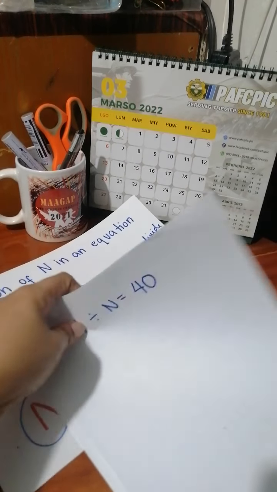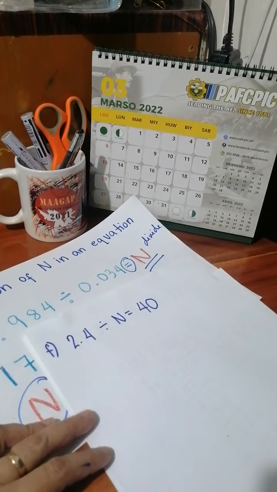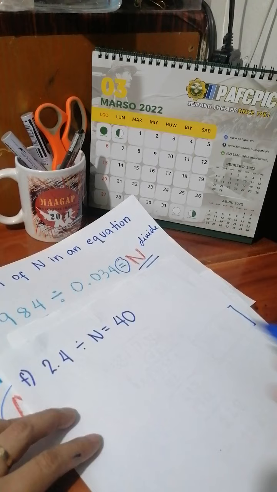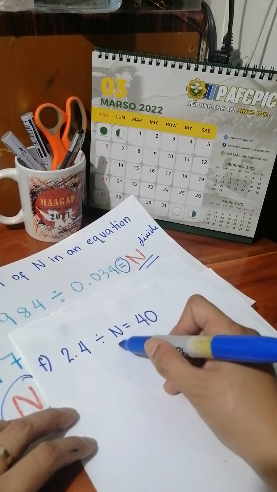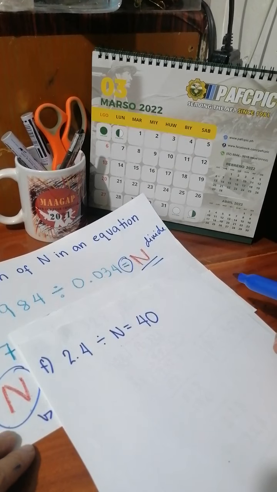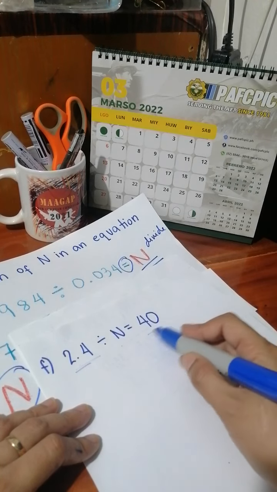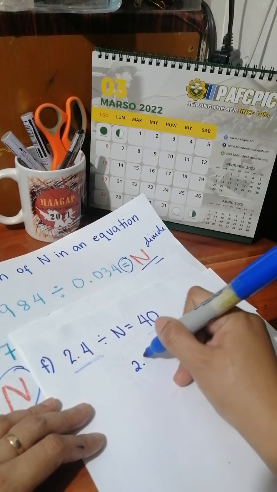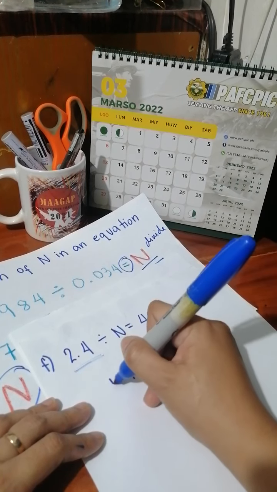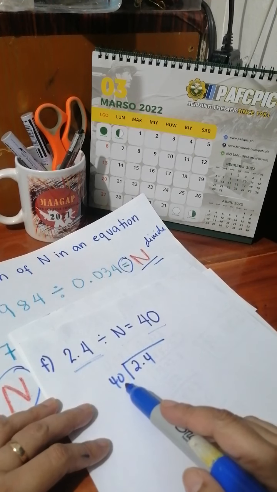Okay, next, the last number is this. So what is the last number? It's 2.4 divided by n is equal to 40. So again, since the n is located at the middle, so anong gagawin natin? We are going to divide. Okay, and the divisor here is 40 and the dividend is 2.4. So 2.4 will be inside and 40 here. So take note guys, this one, 40 is a whole number.